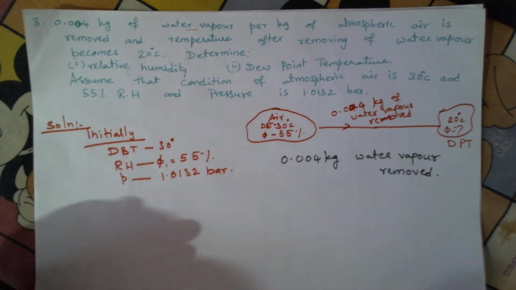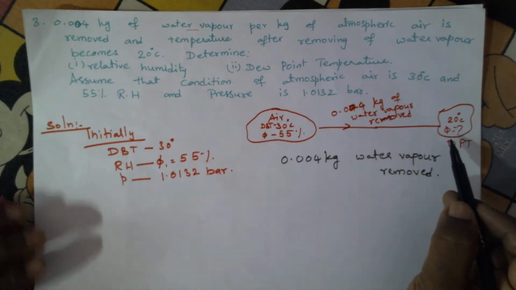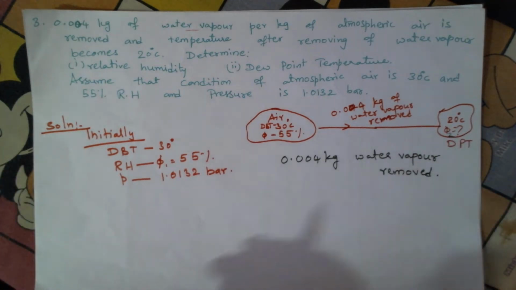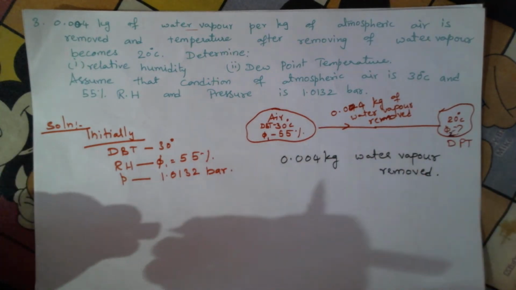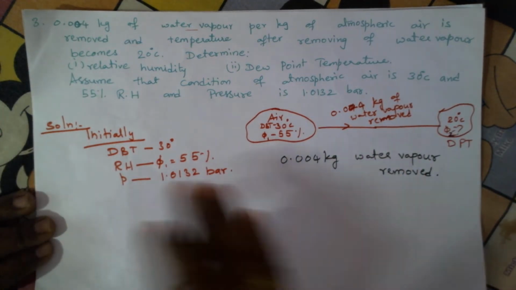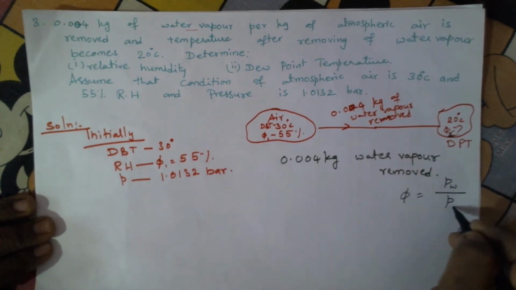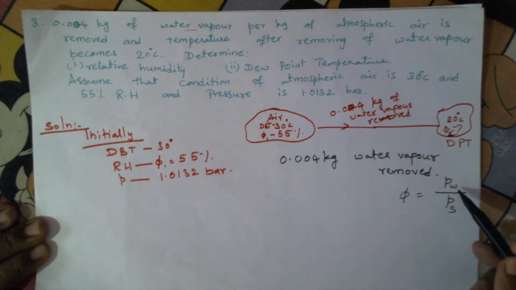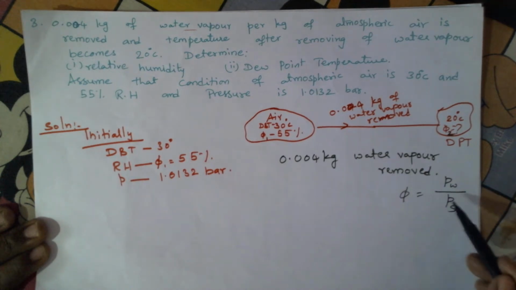So it is to be calculated, the relative humidity phi 2. So what is relative humidity? Let us say this is phi 2. Phi 2 is to be calculated. Phi 1 is given as 55%. Whatever may be the relative humidity, phi 1 or phi 2, the formula is Pw by Ps. Relative humidity phi is equal to Pw, the partial pressure of water vapor, divided by Ps, the saturation pressure of water vapor at that temperature.